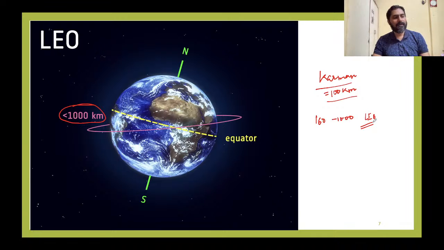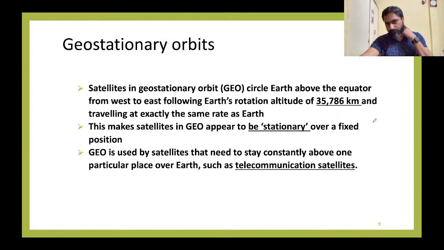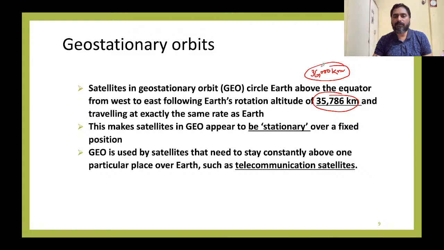We are calling it as LEO. So that is the idea of LEO. So what is this geostationary orbit? Geostationary orbits are your high altitude orbits. It means it has an orbit of around 36,000 kilometers. So you can just remember a round figure: the altitude of geostationary orbit is 36,000 kilometers.